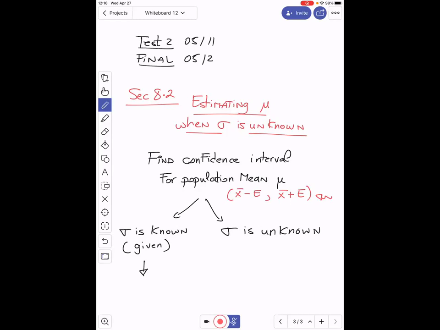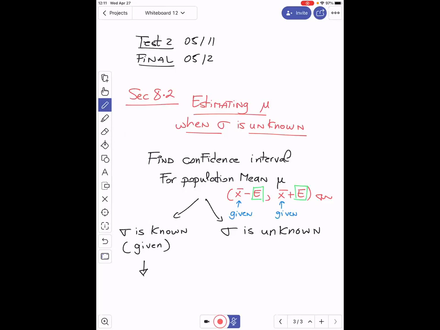Now, how do we find this interval? Well, first there's x bar. X bar is given in the problem, or you have a sample and you can compute this x bar. So x bar is always given. The problem is to compute this margin of error E. That's the difference between the two cases. So how do we compute this E?